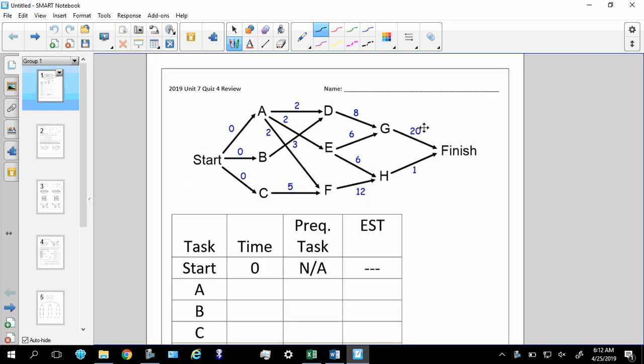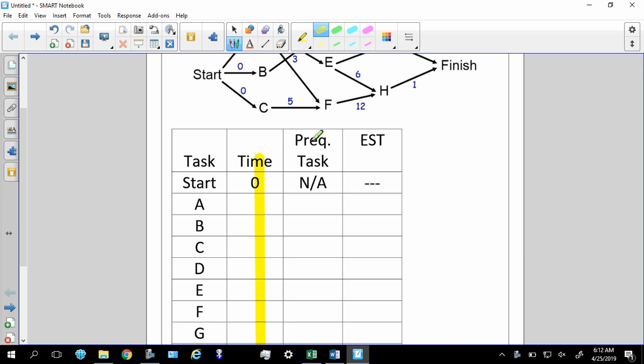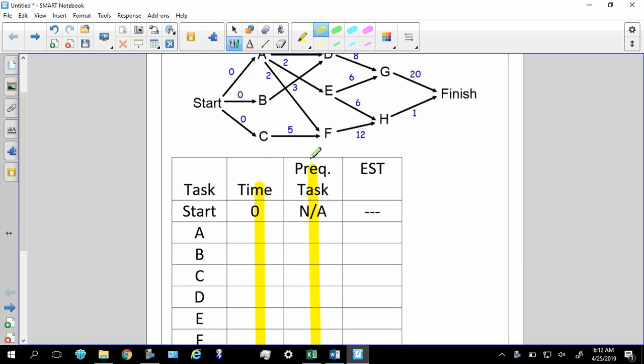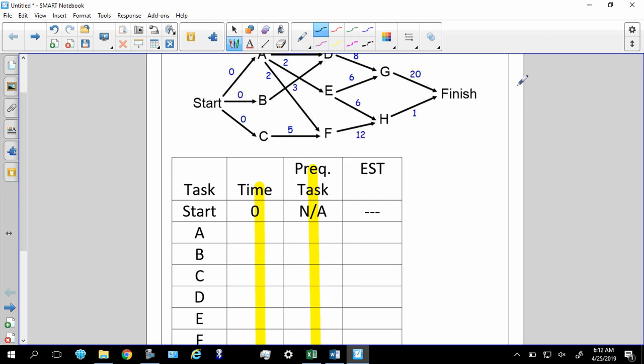Awesome. All right, first off, a couple things where some people are getting confused, and that is these first two columns. This column here is all observational, so there's nothing you need to figure out. It's literally just taking the information from up here and putting it down there. First off, the time for start, I already gave it to you.